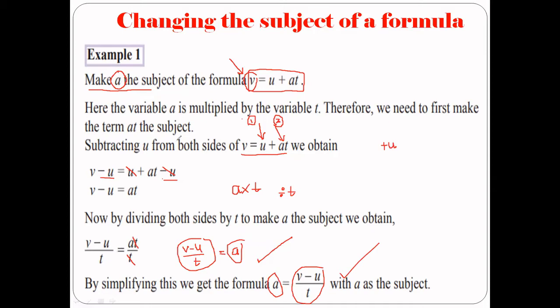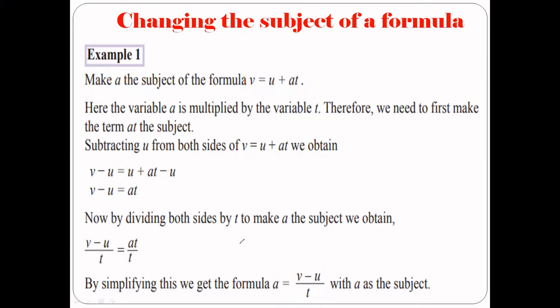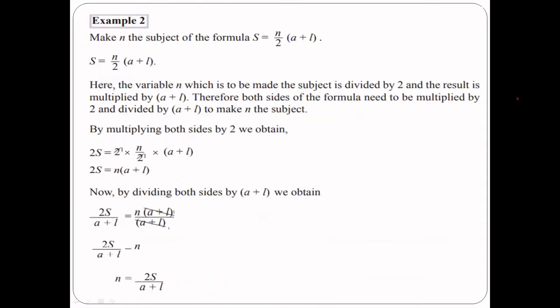Now, A is the subject. Why we say A is the subject? A is alone in one side, not in both sides. And with A, no others are there. Only A is in one side. Let's see some problems in the exercise. Let's see another example in the textbook.